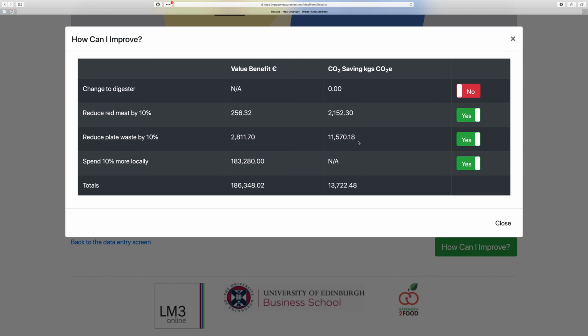It may be worth looking at this element as well, which is that the most effective dual action is in fact to reduce your plate waste by 10%. And we talked earlier about the impacts of plate waste, and really that addresses both sides at the same time.